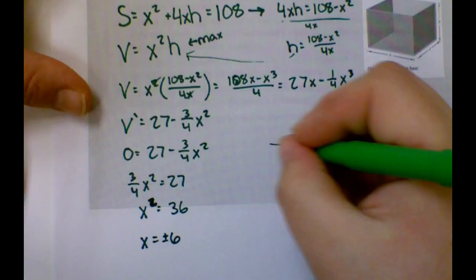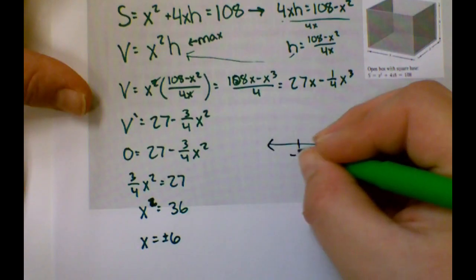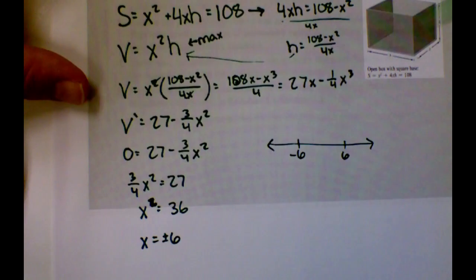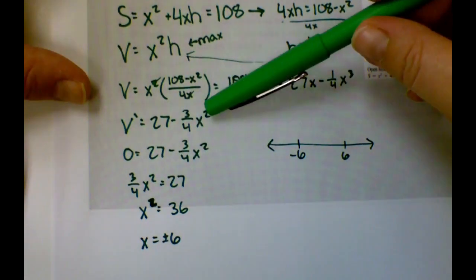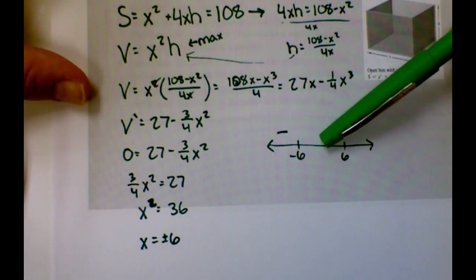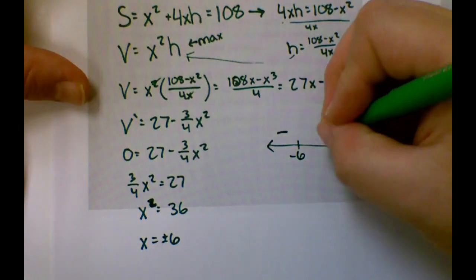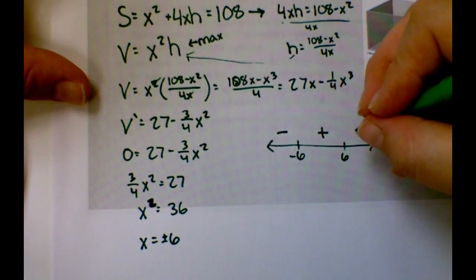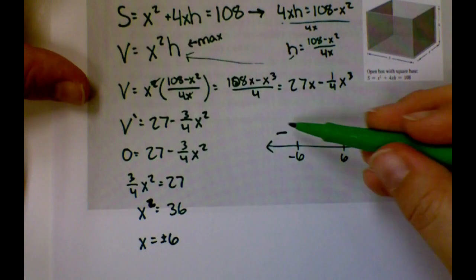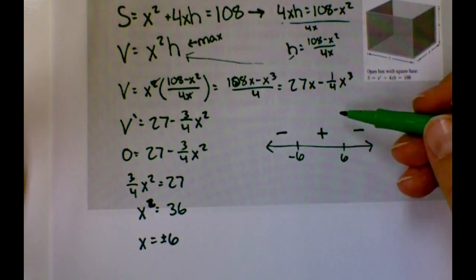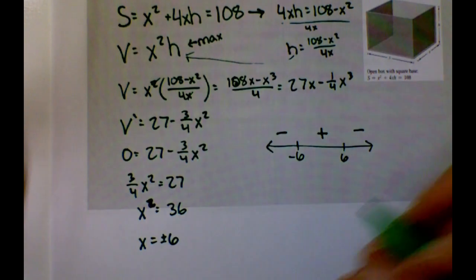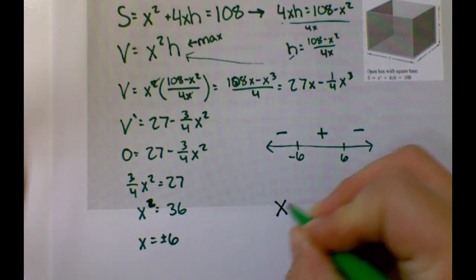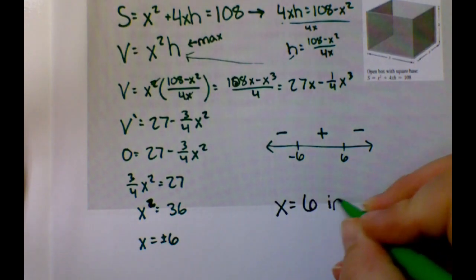Now I always need to double check to make sure that this number is a maximum. I got negative 6 and 6. Plug in a number smaller than negative 6 to my volume formula. Let's say negative 7. I'm going to get a negative. Something between negative 6 and 6, I'm going to get a positive. And something bigger than 6, I'm going to get a negative again. Well, at negative 6, I have a minimum because I go from decreasing to increasing. But at positive 6, I have a maximum because I go increasing to decreasing. So the maximum volume is going to have that x side as being 6 inches.